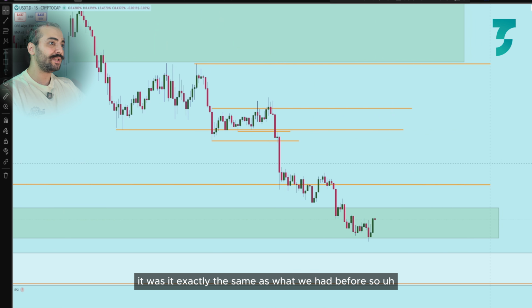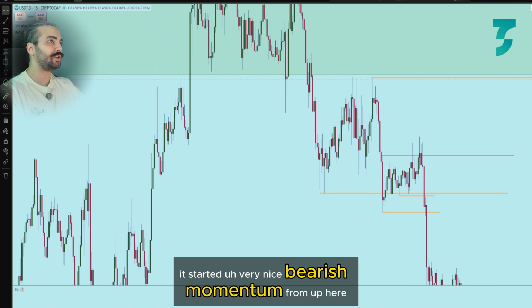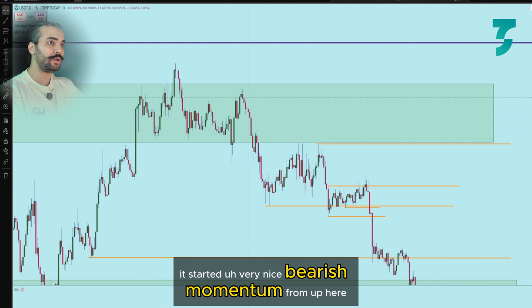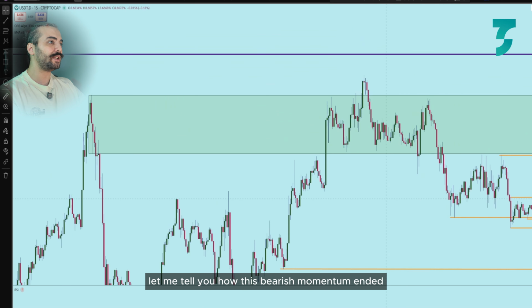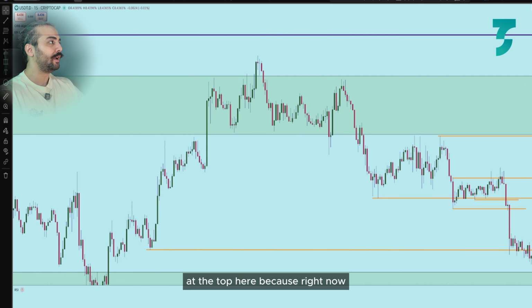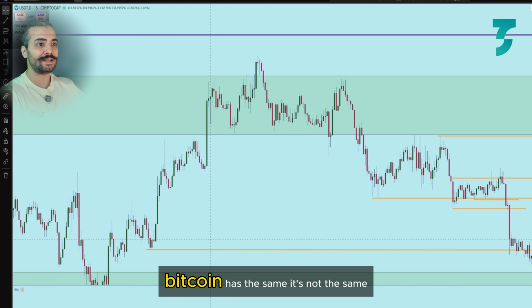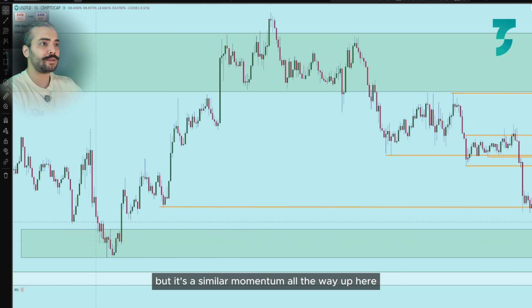So let's see how the dominance of Tether looks, the USDTD. USDTD was exactly the same as what we had before. So we talked about it. It started a very nice bearish momentum from up here. So let me tell you how this bearish momentum ended at the top here, because right now it looks like the same as what we have in the BTC. Bitcoin has a similar momentum all the way up here.